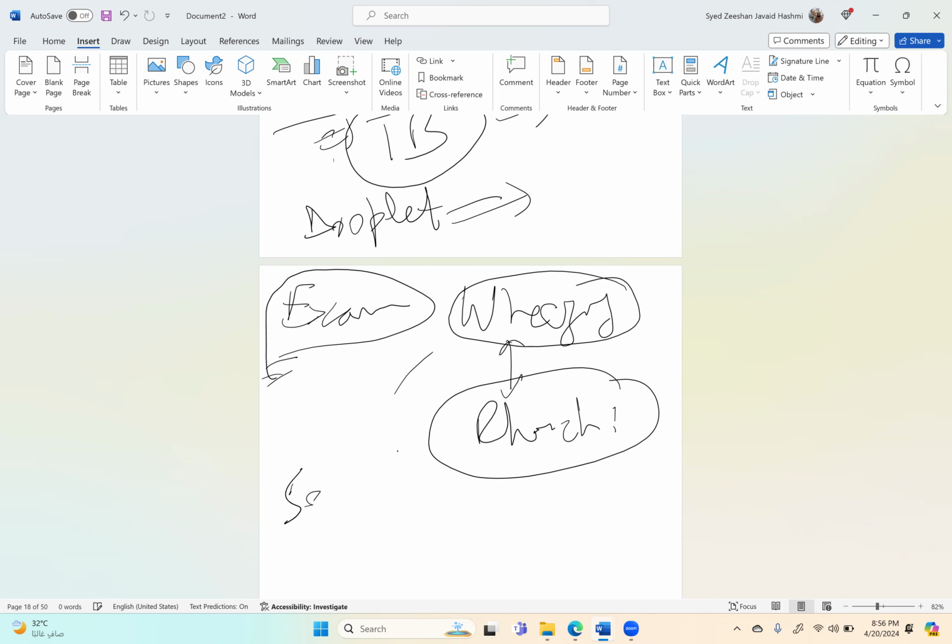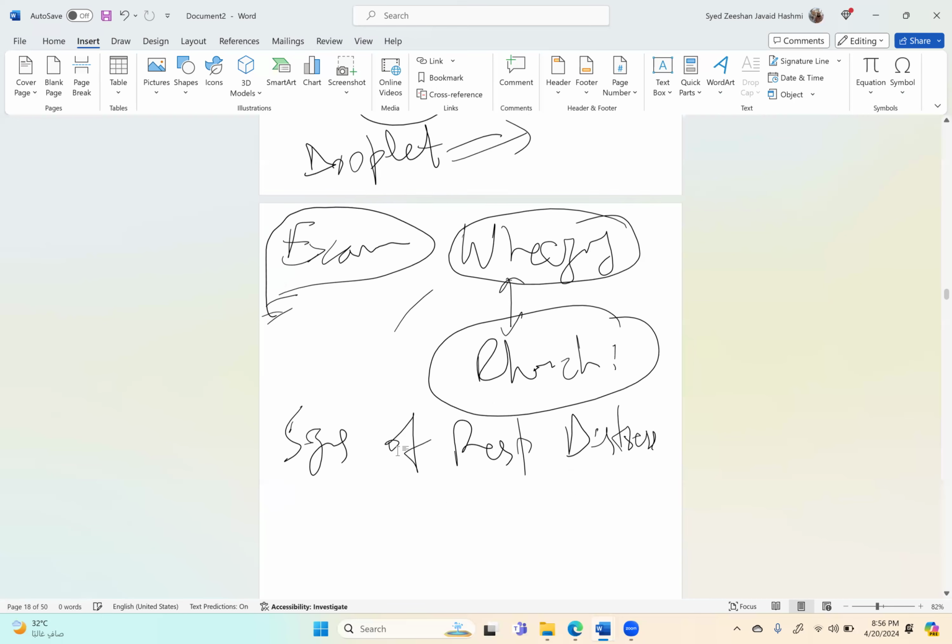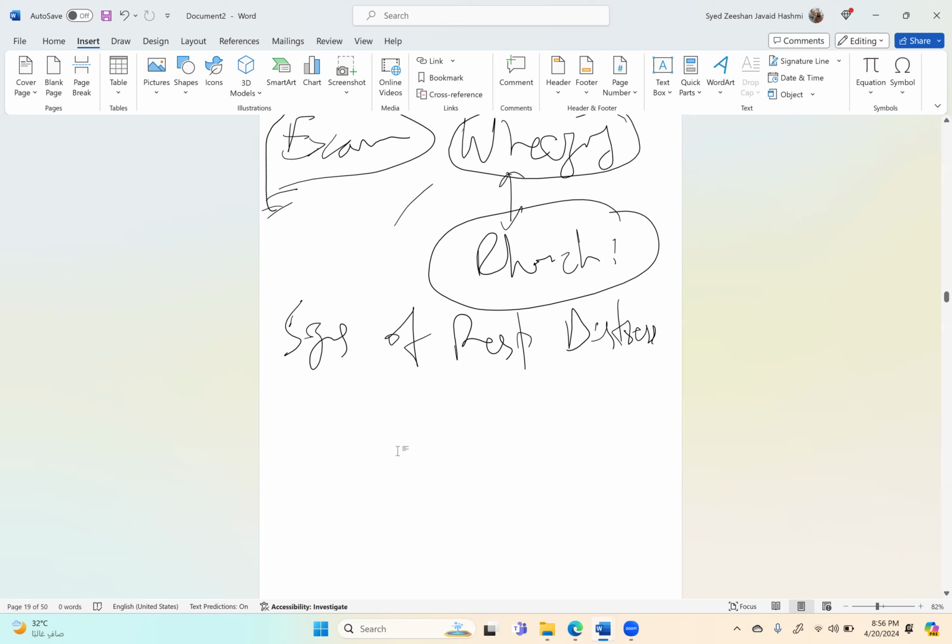Then signs of respiratory distress. Either it is an upper respiratory problem or a lower respiratory problem, there will be some specific signs which will show that the patient is in respiratory distress. Okay, like in the supraclavicular area, the pursing of the lips, the patient is cyanotic, the patient is sweating, the patient is irritable. Okay, so all these things, like use of accessory muscles, flaring of the nasal alae. Okay, so all these things will show that the patient is in respiratory distress.